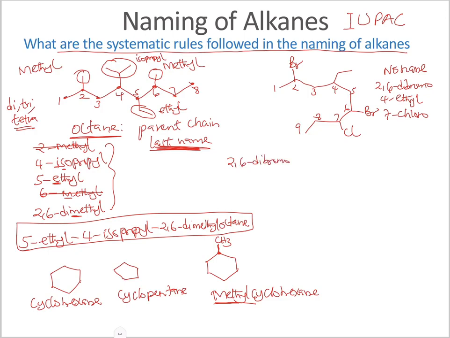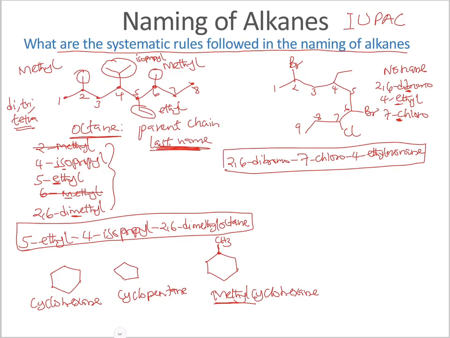2,6-dibromo, because B comes first, and then followed by C, and then E. So 2,6-dibromo, 7-chloro, 4-ethyl nonane. So this becomes the full name of the compound.